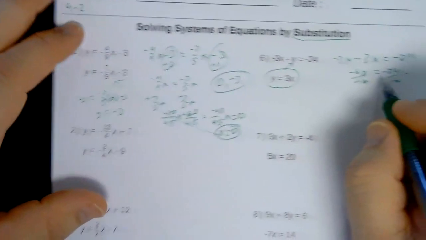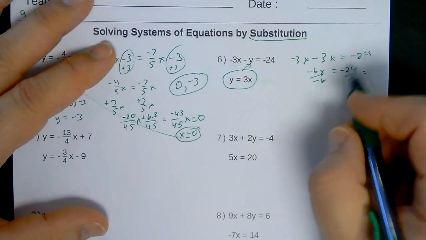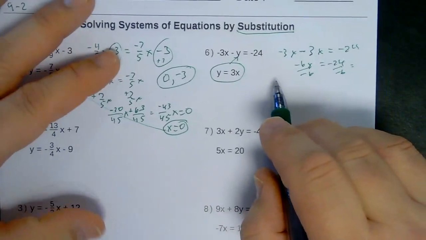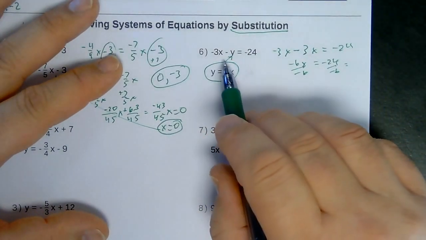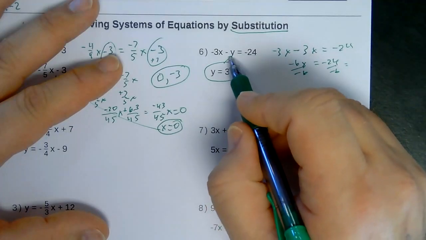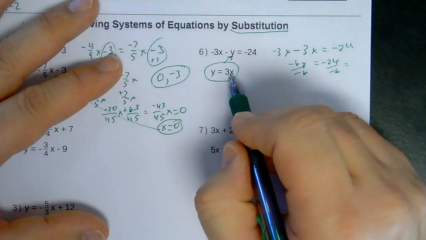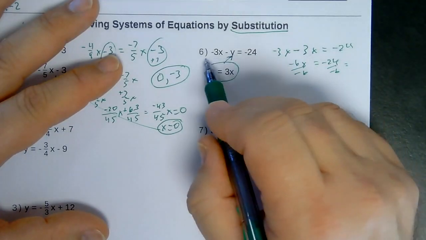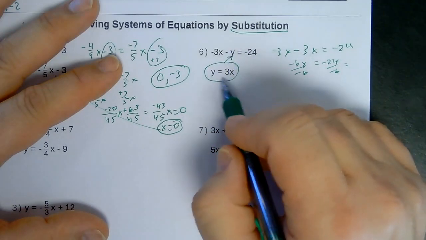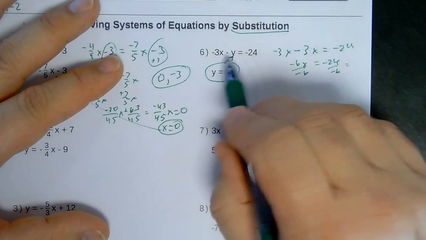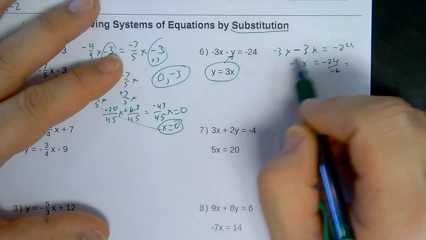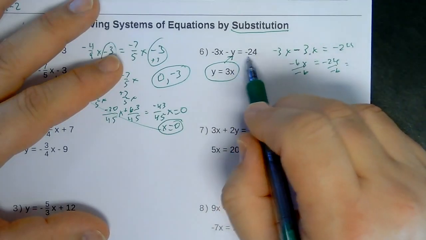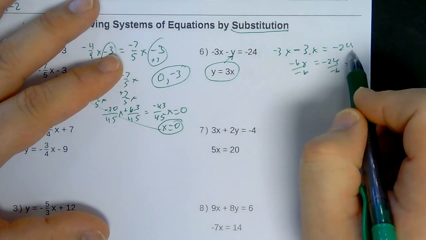Negative over negative. Oh my goodness, you couldn't even see. I'm sorry about that. Let's go back. Alright, what I did is I took the second equation, substituted into the first equation for y, because it told me that y was 3x. So wherever I saw a y in this top equation, I'm going to put 3x. So I start out with negative 3x minus, here's what y is now, 3x, put that right there, and set that equal to negative 24.